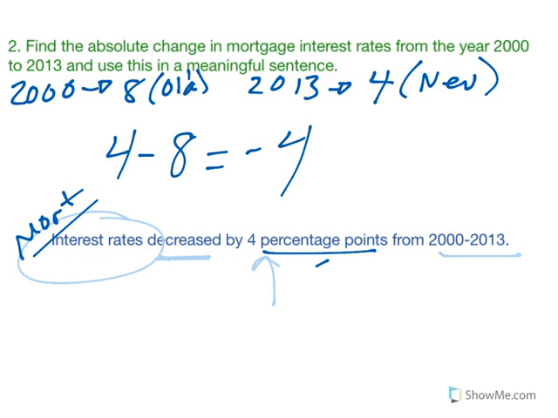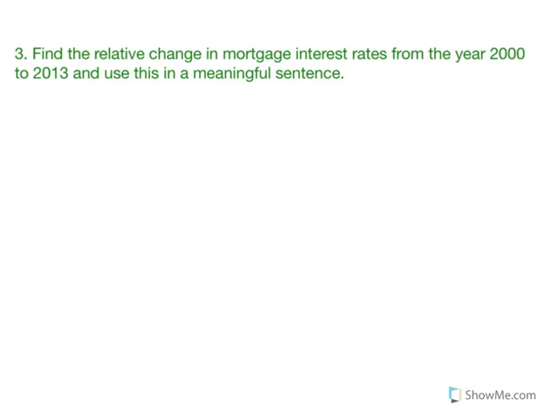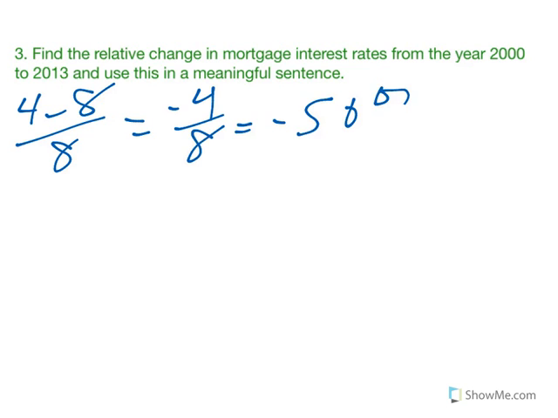So that's very different than when you're talking about relative change, which we'll do here in number 3. So the relative change, right, so I take 4 minus 8 divided by 8, and I get negative 4 over 8, which is negative 50%. So the mortgage interest rates, your meaningful sentence, your mortgage interest rate, they decreased by 50% from 2000 to 2013. So when you're talking relative change, you actually will use percent because we are given the overall in comparison to the old value, in this case the year 2000, and they did decrease by 50%.